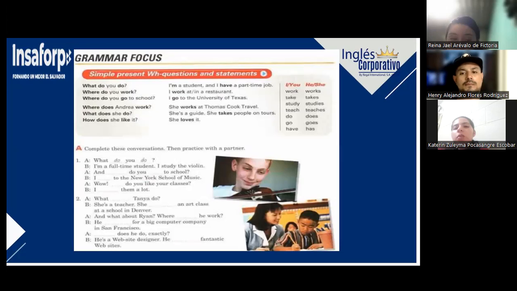Okay, we're going to answer the following exercise. Complete these conversations and then practice with a partner. En este caso, lo que usted va a hacer es que va a completar la conversación utilizando la forma correcta. Veamos, por ejemplo, what do you do? I'm a full-time student. I study the violin.